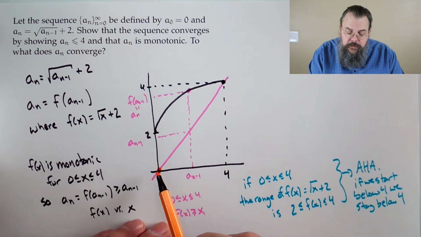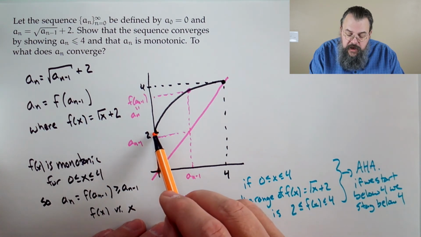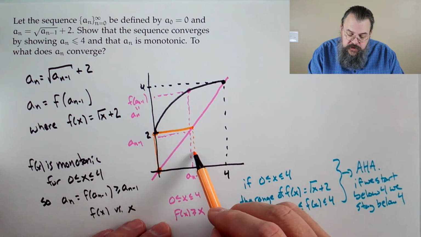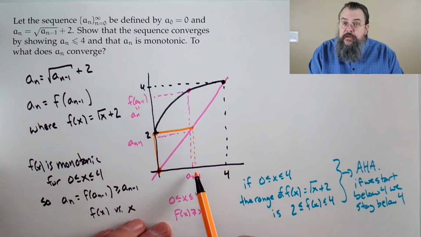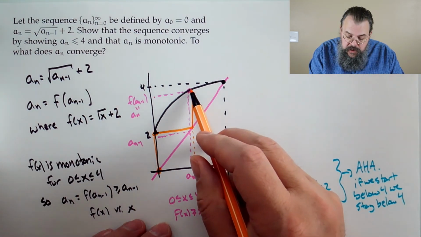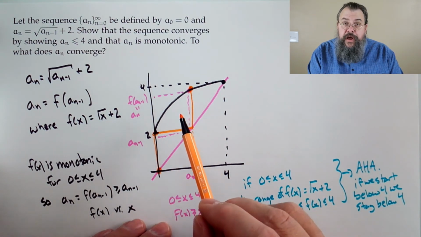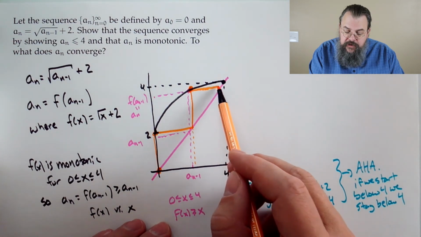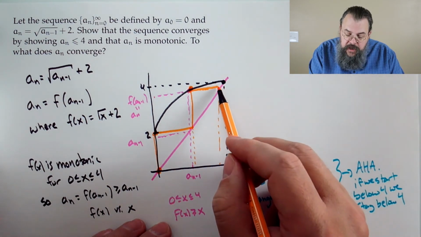Now you plug it in, and you go up to the function, and you say, okay, where are you at? Well, the answer is you're at 2. So now, if a sub 0 is 0, a sub 1 is 2. Now you plug it into the function, and we go up. Now we're up to 2 plus square root of 2. Where does that fit in? Go across to the line, and it fits in here. So we're just stepping our way, and now we repeat.